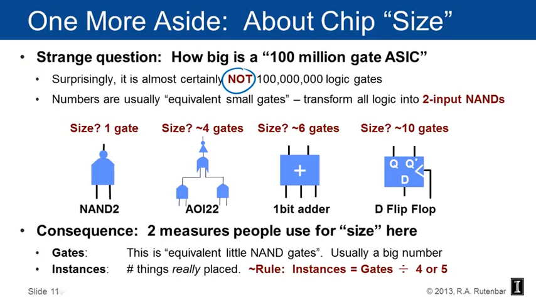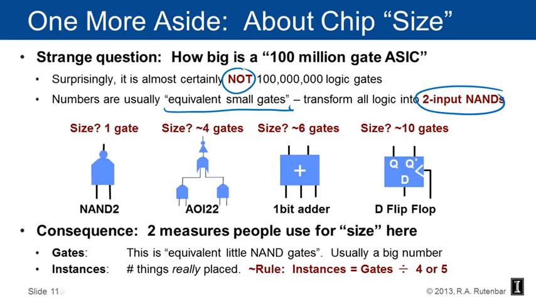The numbers are usually referred to in one of 2 ways, and the most common is, let's say, equivalent small gates. Because there are lots of things on the surface of the chip, little gates, big gates, adders, flip-flops, all kinds of other stuff, we transform them into an equivalent number of, let's say, 2-input NAND gates. As I'm showing you in the middle of this picture, here's a 2-input NAND gate. How big is that? Well, that's like 1.